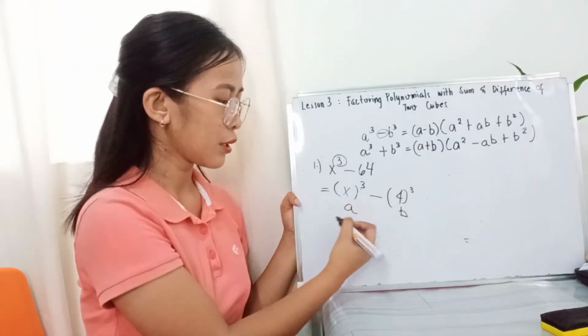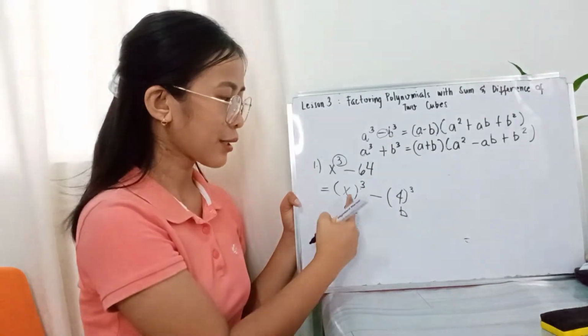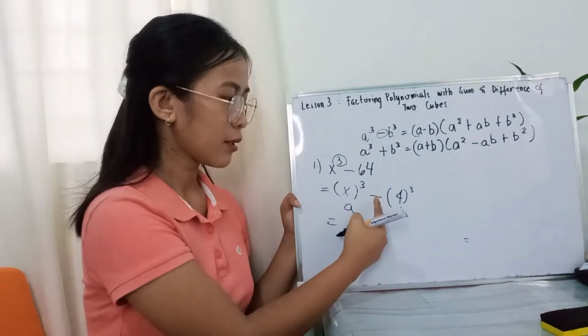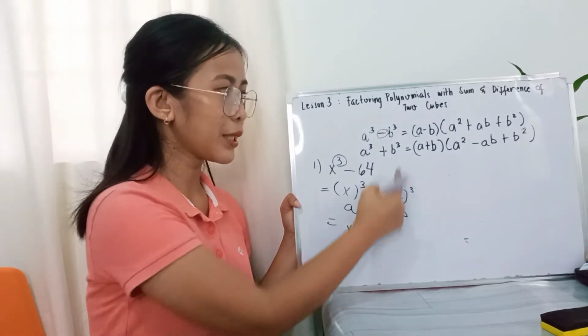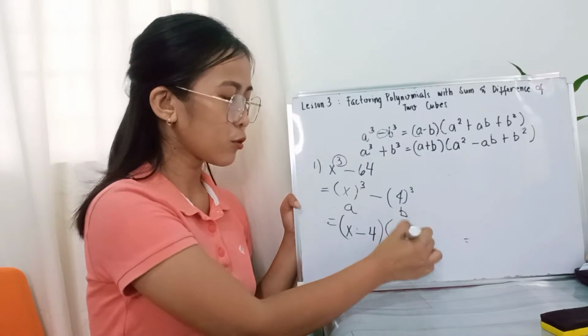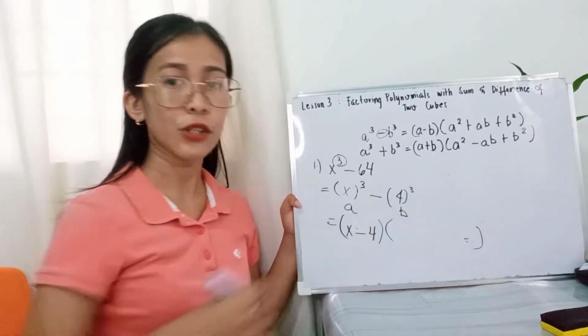So, we have a minus b, and that is x. Ano ba ang a natin? X minus, ang b natin ay 4. Okay? And then, kunin mo naman yung trinomial niyang factored.